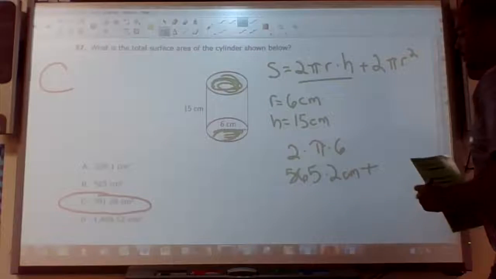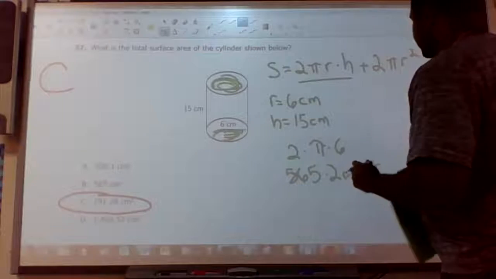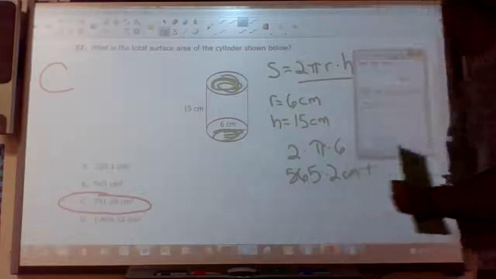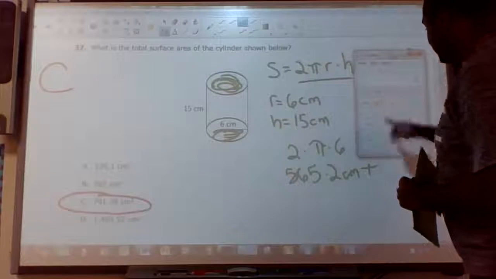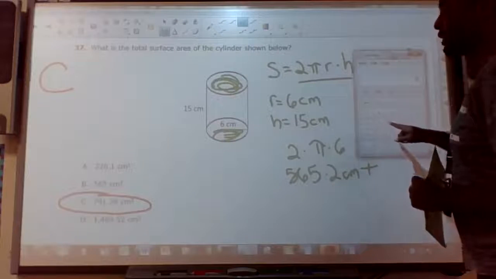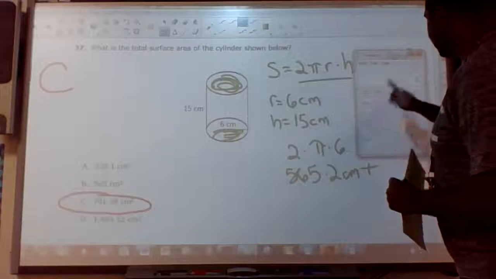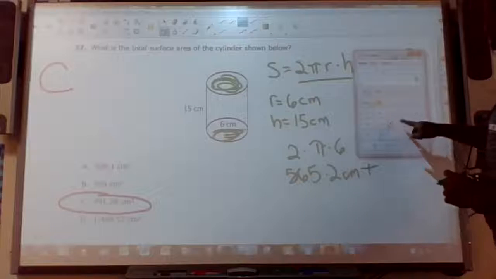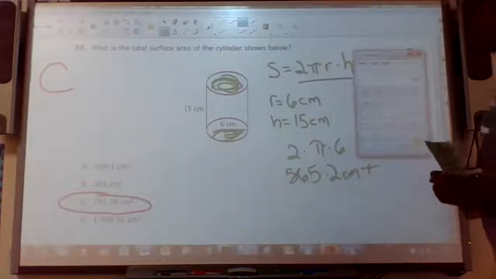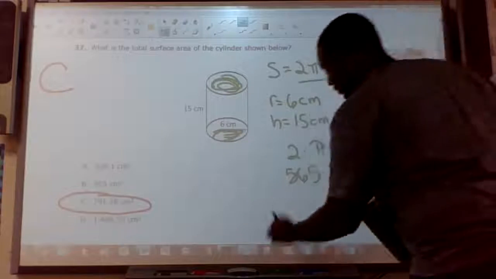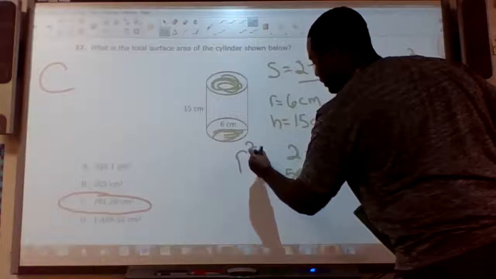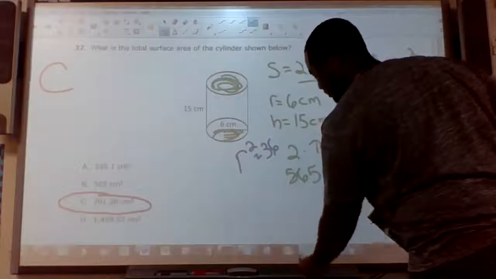So we need to add that to this right here. And that is 2 times, well, let's do our radius squared first. 6 times 6 equals 36. So that is our r squared. So r squared equals 36.